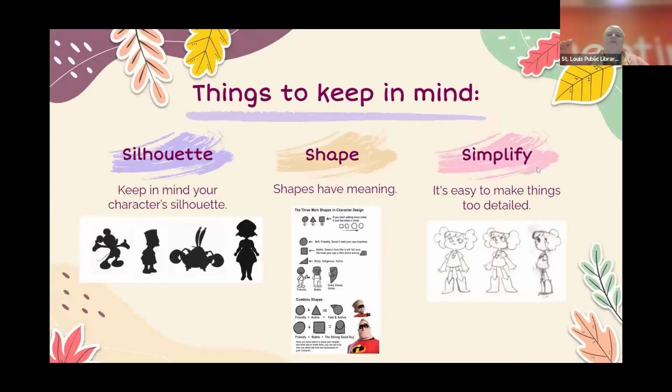But real quick, the tips and tricks that I had mentioned a couple times: silhouette, shape, and simplify. So silhouette is what I was talking about, you can tell who these characters are. Even if they were T-posing, I'm sure you could tell who they were, but especially because of the poses that they're doing. This is Mickey Mouse, Bart Simpson, Mr. Krabs, and then my character.